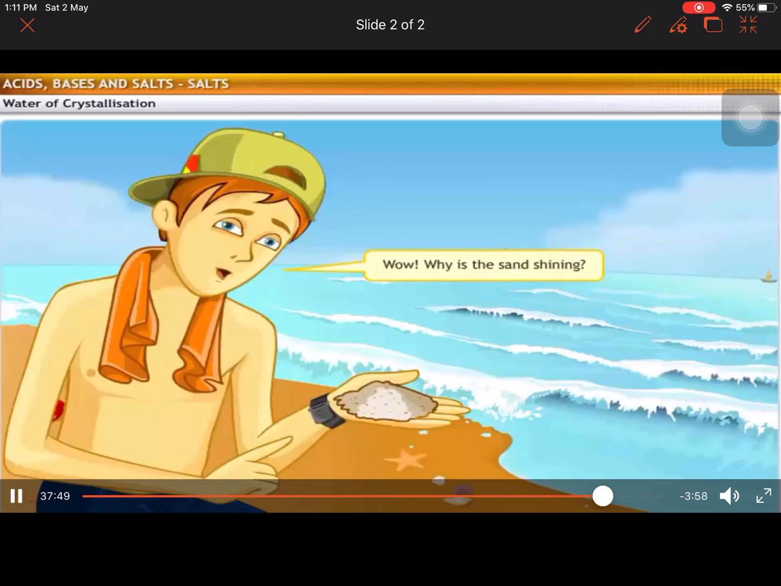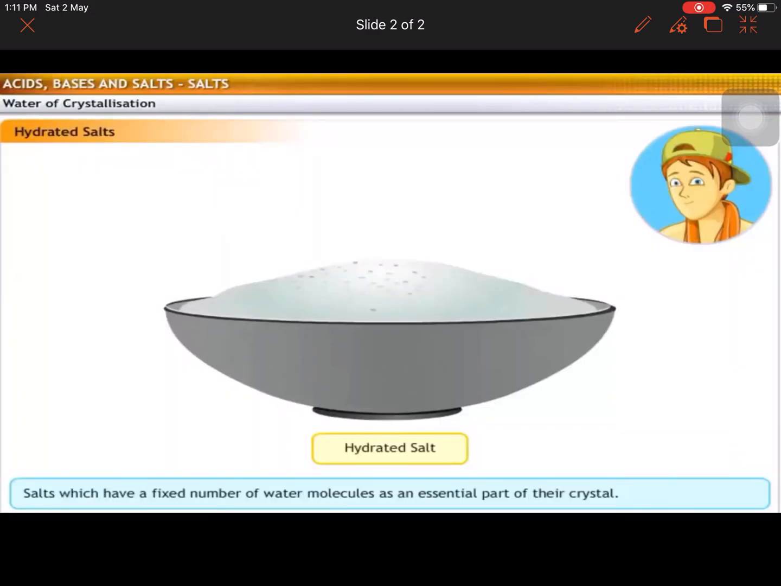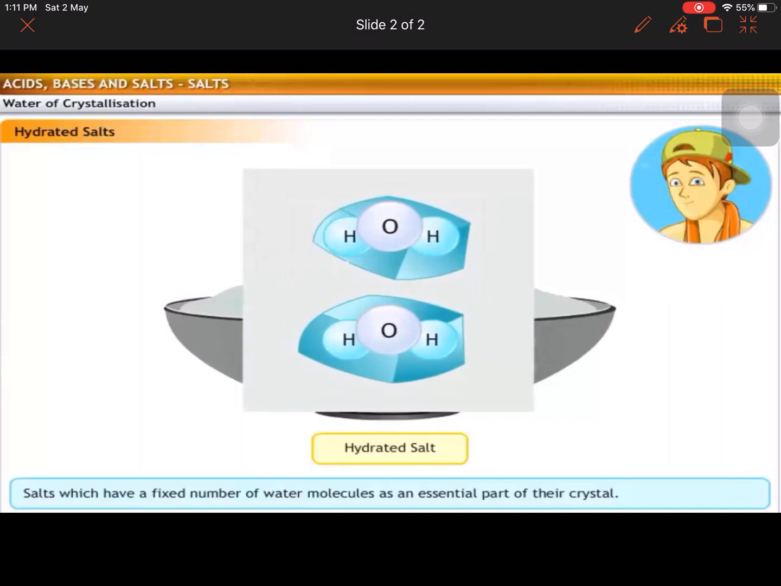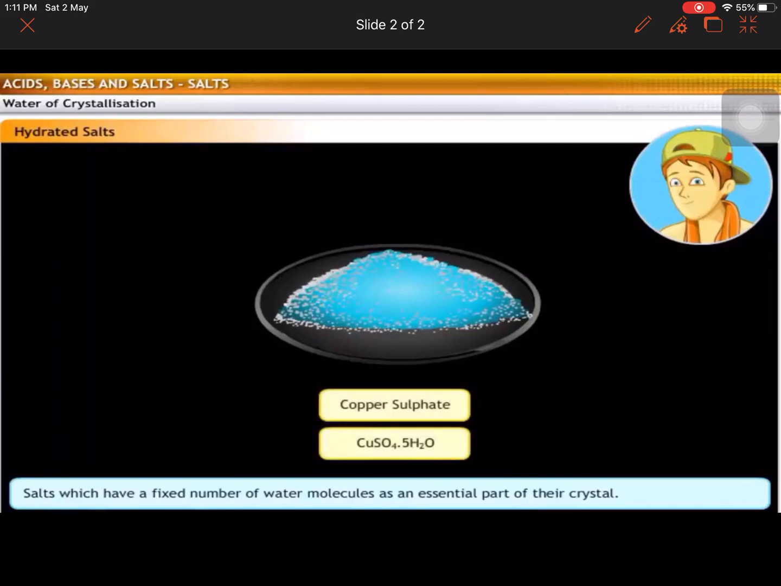Why is the sand shining? Did you observe that it is crystalline? Similar to sand grains, salts also have a crystalline structure. Moreover, some salts have a fixed number of water molecules as an essential part of their crystal. These water molecules which form part of the crystal are called water of crystallization, and such salts are called hydrated salts. For example, in your laboratory, the blue-colored copper sulfate is copper sulfate pentahydrate. When heated, this salt loses its water molecules and its blue color.